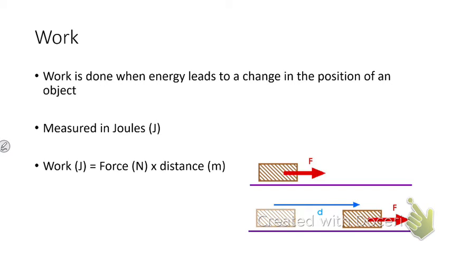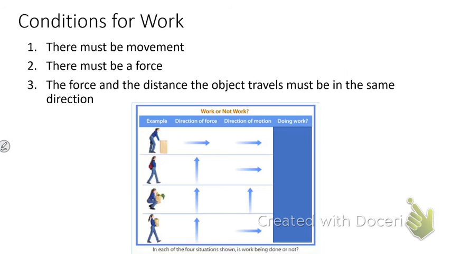All right, there we go. Okay, so conditions for work. One, there must be movement, like we just talked about. Two, there must be a force, and the force and the distance the object travels must be in the same direction.